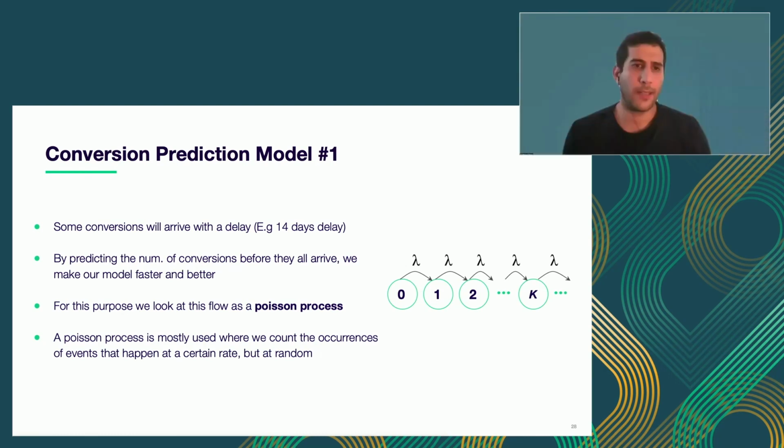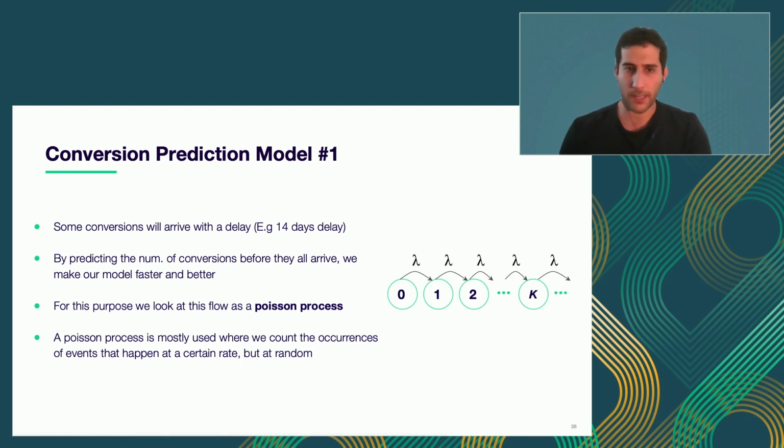Thanks, Daniel. Okay, so Daniel talked about the click prediction, and now we're going to talk about the conversion prediction. Again, a very small reminder: conversions or feedback will arrive with a delay, 1 hour, 1 day, 1 week. What we want to do is predict the number of conversions before they arrive, in order to make our model faster and better.